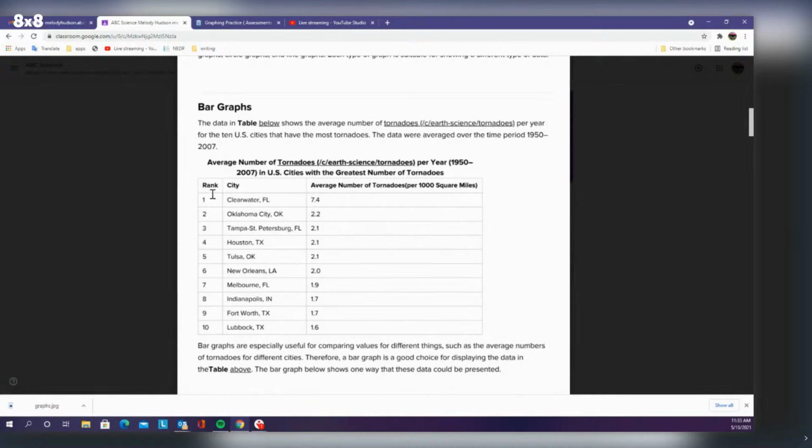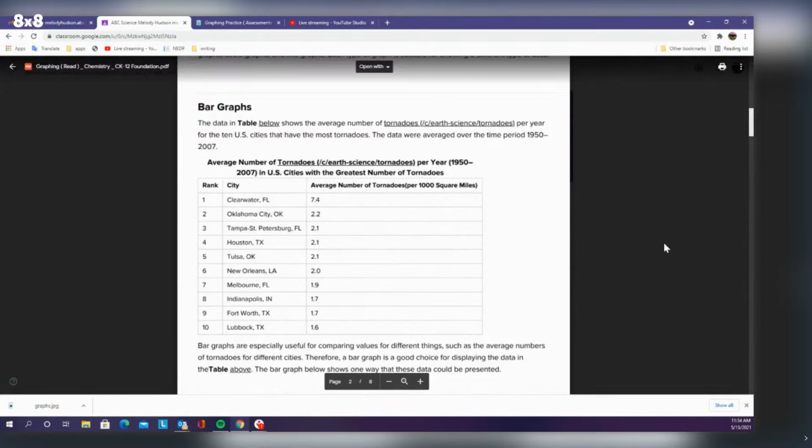So these are things when you get to the test that you're going to be asked questions about. And so bar graphs are especially useful for comparing values for different things, such as the average numbers of tornadoes for different cities. Therefore, a bar graph is a good choice for displaying the data in the table above. The table below is showing it one way that the data could be presented. So let's take a look.